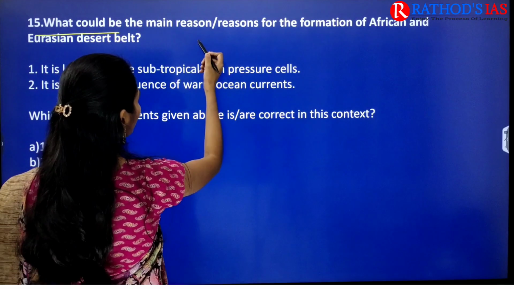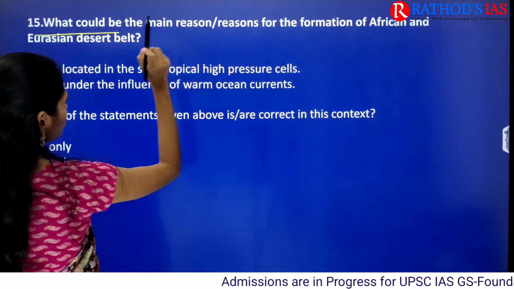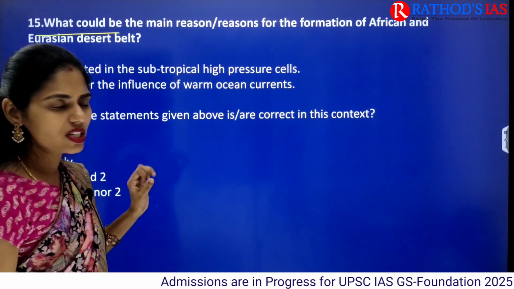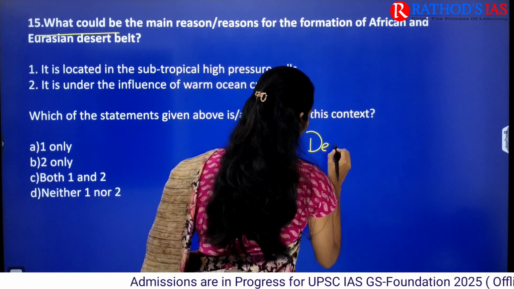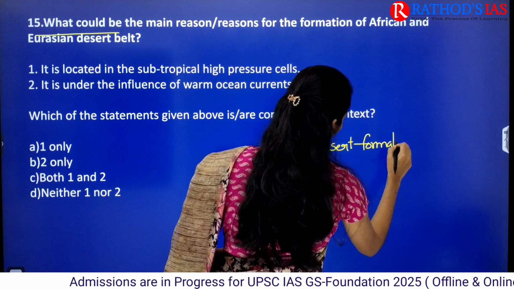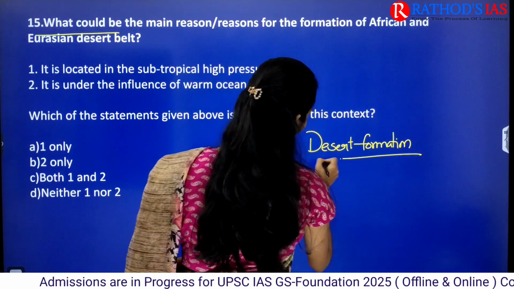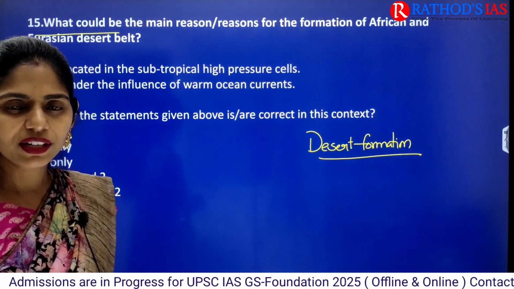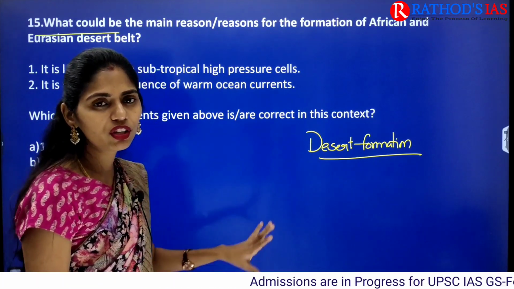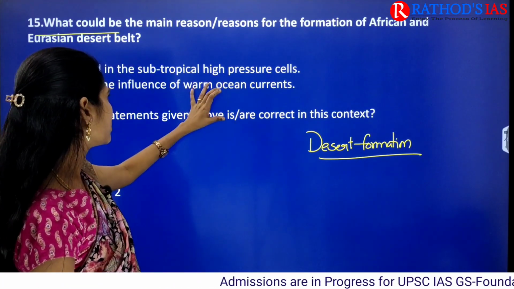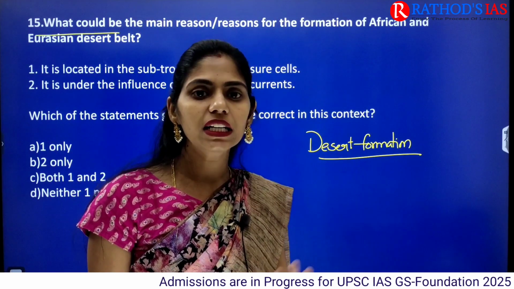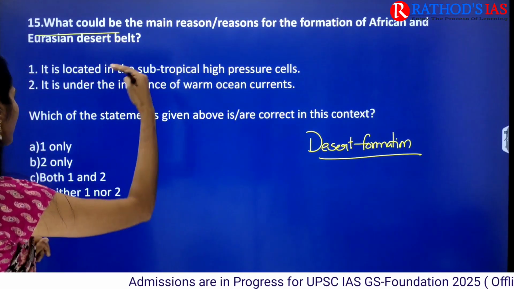What could be the main reason or reasons for the formation of African Eurasian desert? So simply this question is asking what are the reasons for this desert formation. You will be reading desert in our physiographic division, right? And especially in world geography, you will be knowing about this concept of ocean currents and pressure belts. So this topic is not related exactly to Indian desert. Let us see the statements.